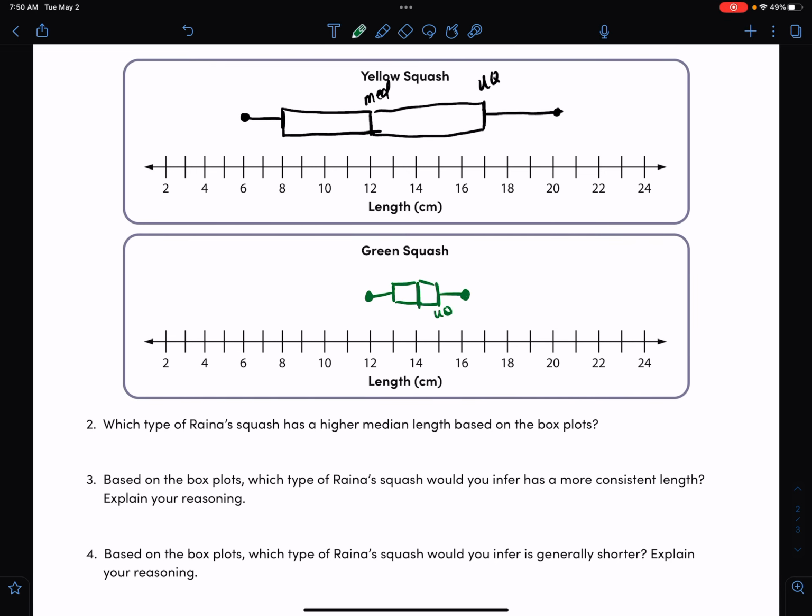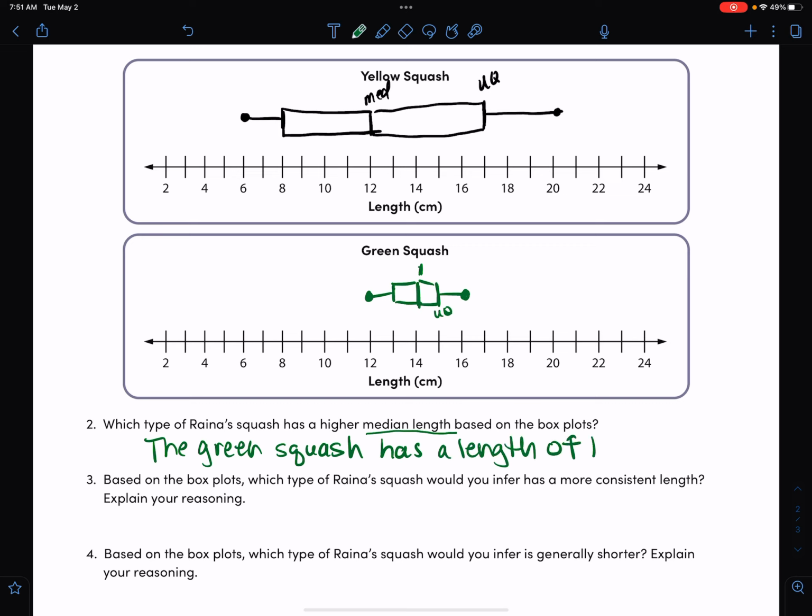So higher median length. So this one has a median of 14 and that one has a median of 12. So the green squash has a length of 14 compared to 12. So therefore the green squash is longer.